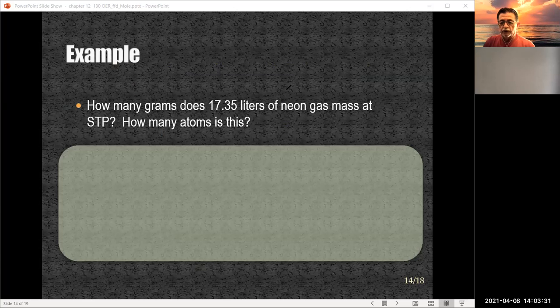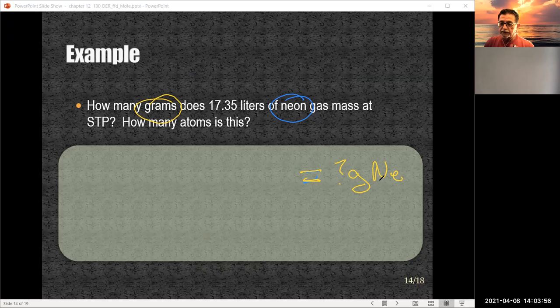How many grams? We're talking about neon gas. So we want to know eventually, let me change the color here, bring it out a little better, the yellow better. We want to know how many grams of neon gas do we have? That is what we're being asked to calculate, the ultimate goal.